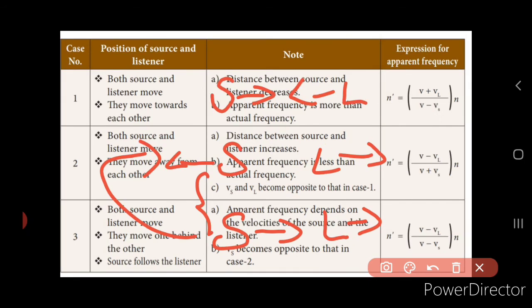Now here, since the listener is in the same direction, in the numerator you can have the same formula. So n dash, the apparent frequency, is equal to (V minus VL) divided by (V minus Vs) into the frequency of the sound of the source. So this is the formula and this is one of the possibilities.